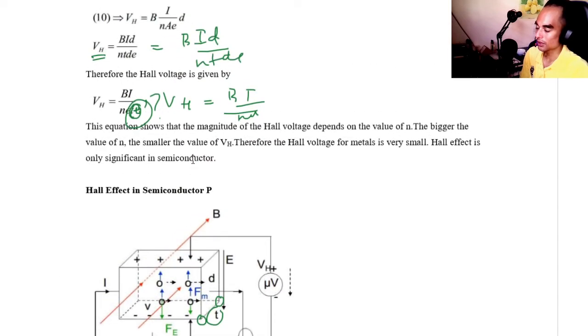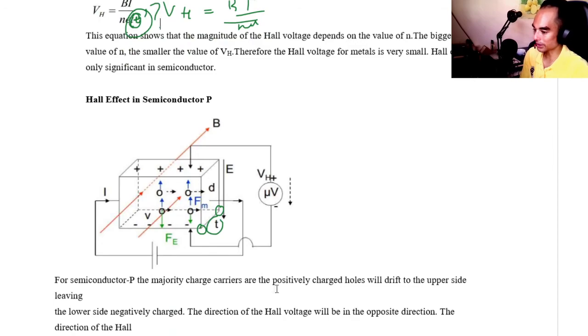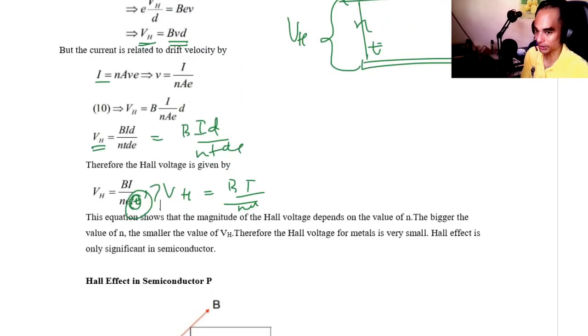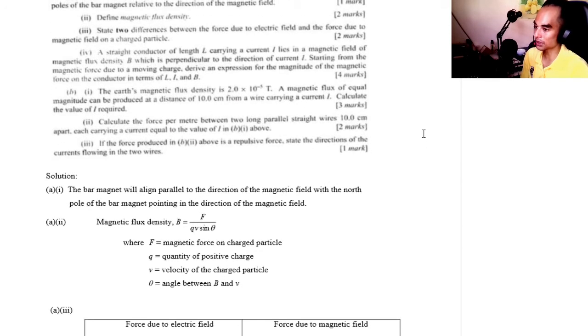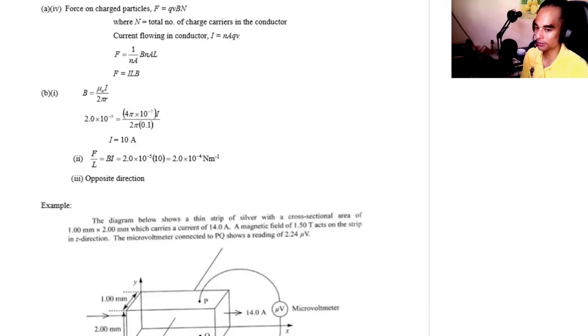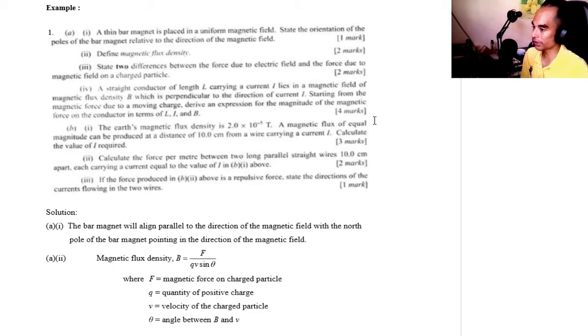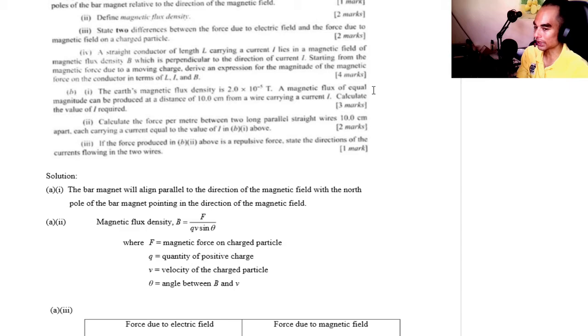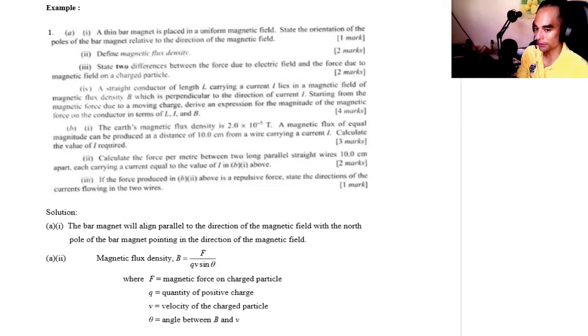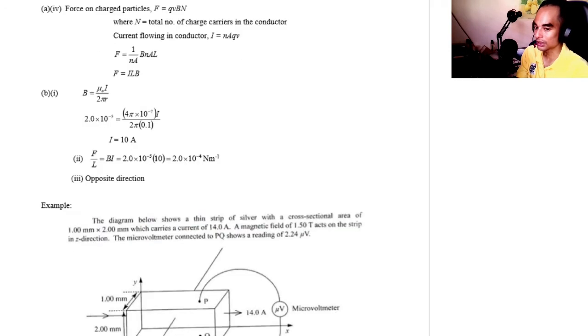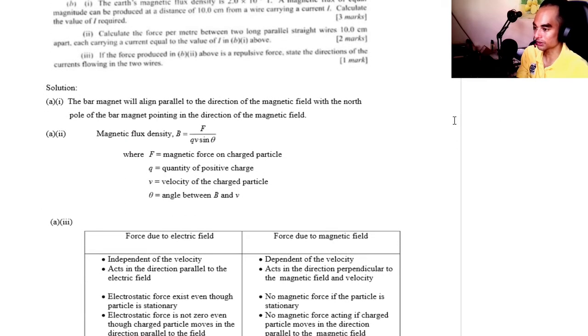Hall effect in a semiconductor: the majority charge carriers, the positive holes, drift to one side. So there you have the Hall effect in a semiconductor. This example is a conclusion of what I have discussed just now. Abi, you have this PowerPoint, this PDF, right? Yes, sir. So you can read this one by yourself slowly. If you have difficulties answering it, you can ask me. I think this is not very hard for you to do.